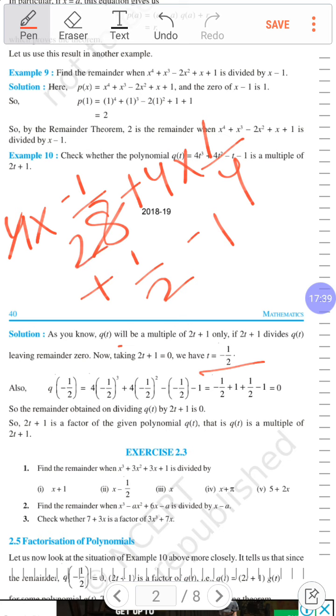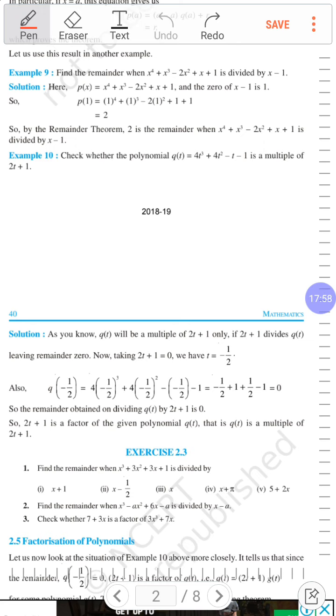So here it has been written minus 1 by 2. You can see the second last stage. And here the 4s cancel, so plus 1 is written, and plus 1 by 2 and minus 1 are written. So minus 1 plus 1 got cancelled, minus 1 by 2 and plus 1 by 2 got cancelled. In this case, when everything got cancelled, the remainder becomes 0.